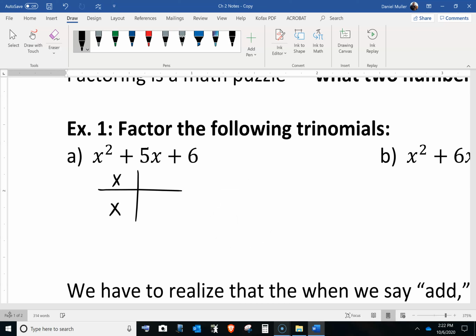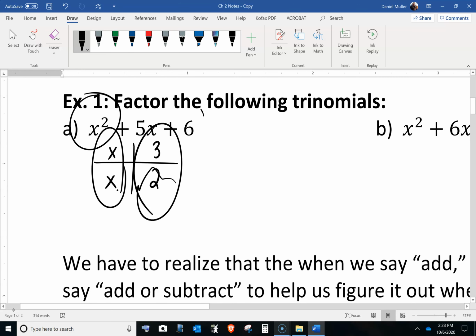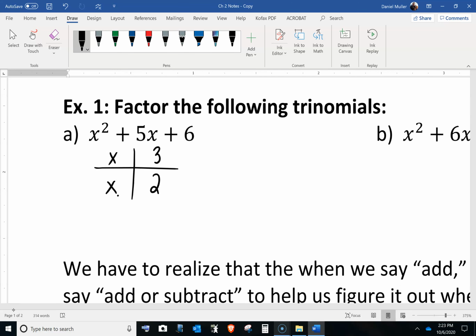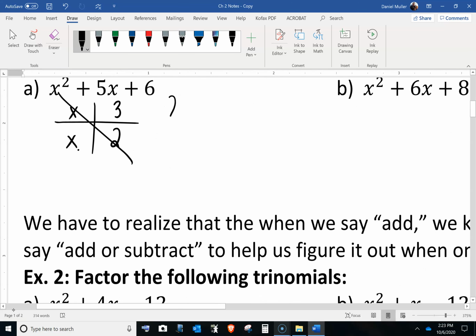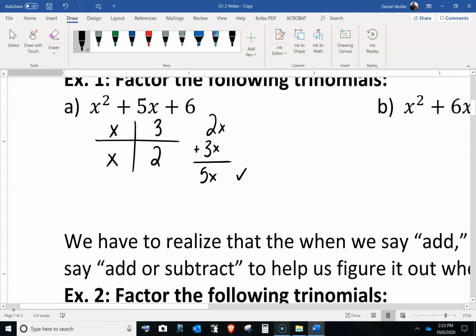So I'm not going to do 6 and 1. As I said before, it was a 3 and a 2. So let's try that. Let's put the 3 and the 2 here. Just to confirm, x times x, the left side still multiplies to x squared. 3 times 2 still does multiply to 6. So I've done that correctly. But now I do my diagonals. I have a 2 times x, which is a 2x, and 3 times x, which is a 3x. If I add those together, I get a 5x. And sure enough, that's my middle term. So I usually put a little check mark here. That means that my factors are here.